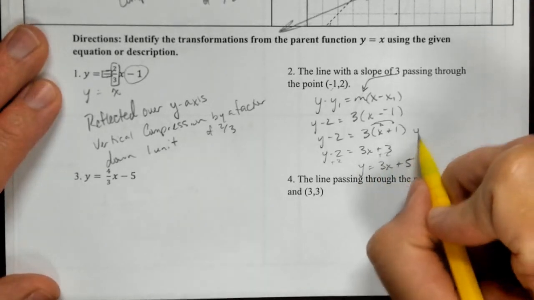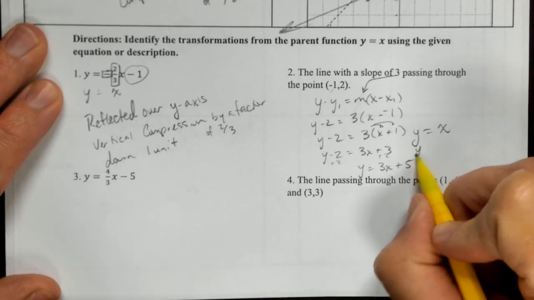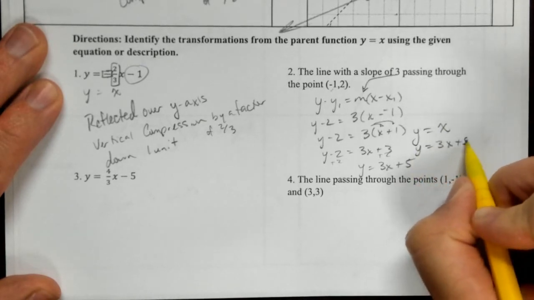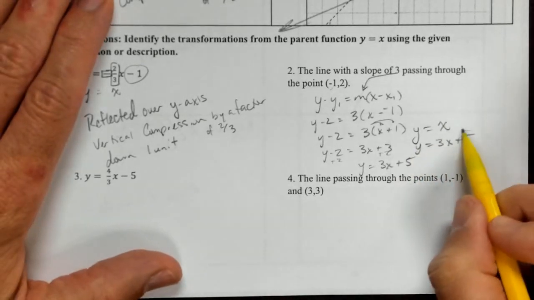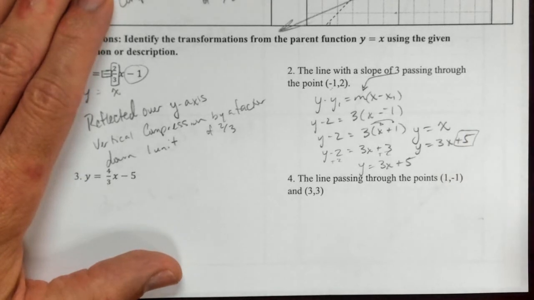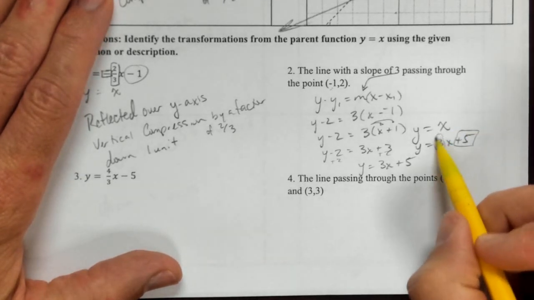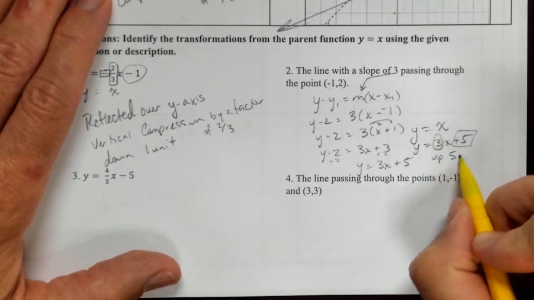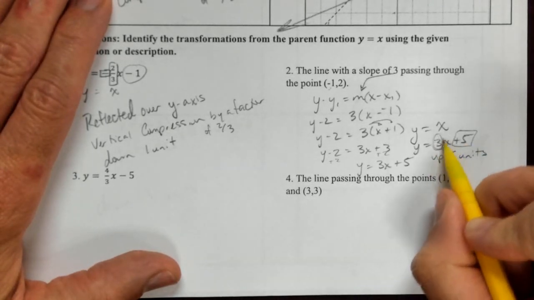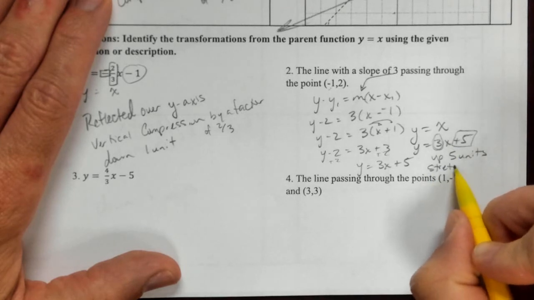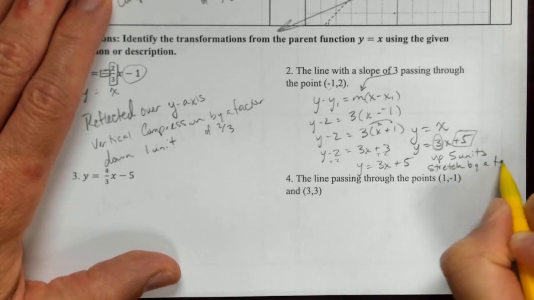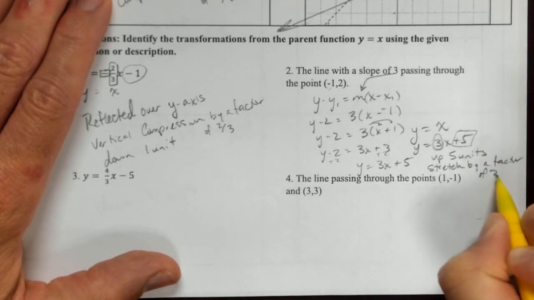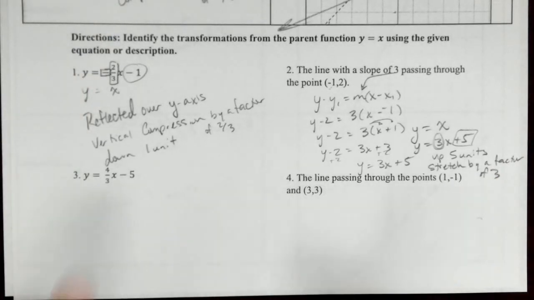So what happened from the function y equals x to the function y equals 3x plus 5? We see my first transformation here, a change in the y-intercept. The second transformation is a change in the slope. So this is going to shift it up 5 units. And this is going to stretch by a factor of 3. All right, you're doing number 3 and number 4.